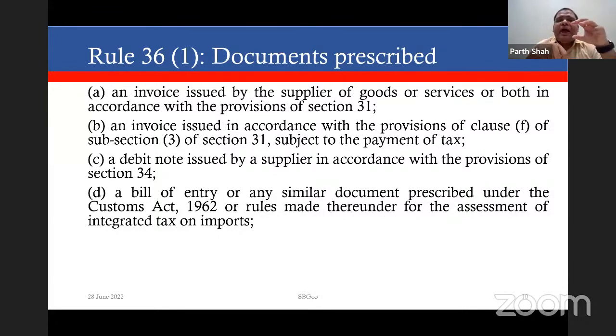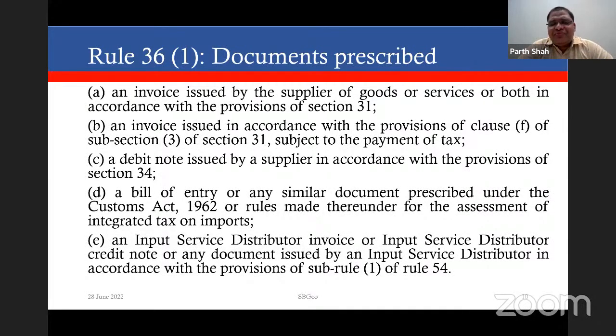Please note, when we are claiming ITC on import of goods, there is a correlation with ICEGATE data. So they compare ICEGATE data and your purchase register or GSTR-3B. At that point of time, if there is any mismatch, we will end up having a notice from the jurisdictional office. So it is always better that whenever you are claiming ITC on import of goods, and there is a subsequent amendment and you end up paying higher IGST, you get the bill of entry amended. You go talk to your CHA and ask them to please get it rectified so that there is no mismatch going forward. Lastly, an input service distributor invoice or input service distributor credit note or any document issued by an ISD.